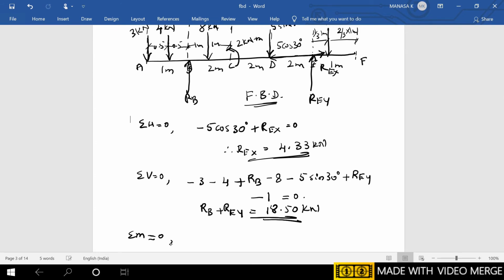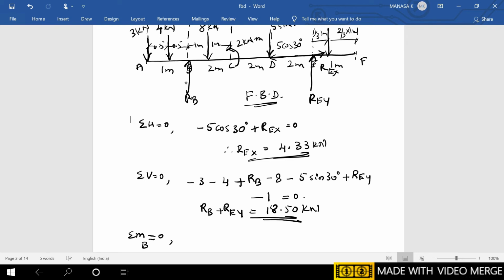Next, we apply the third equation, that is sigma M is equal to 0. While applying this, you have to take moments about any one of the points of support. Support is present at B and E, so you consider either B or E. I'll consider B as the point. So I'll apply sigma MB is equal to 0. You can start either from point F or from point E. I'll start from point E. So the point of consideration to find the moment is this point, and you have to find the perpendicular distance to this point.